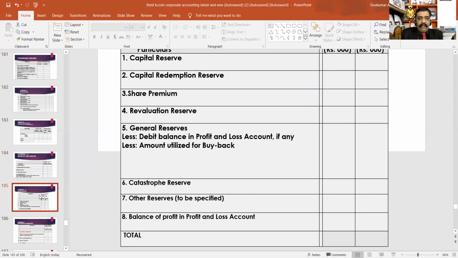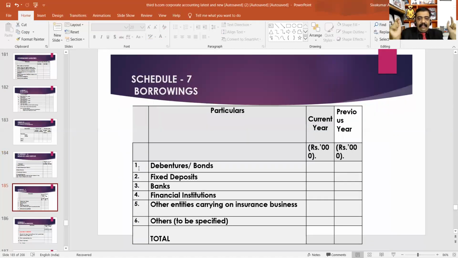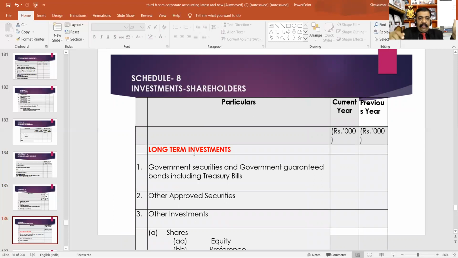We have to discuss Schedule 7, that is borrowings. You have to include the details of your borrowings: debentures or bonds, fixed deposits, banks, borrowings from financial institutions, other entities carrying on insurance business, and your other borrowings. Then please total it. Now another schedule, Schedule 8, that is investments for shareholders.